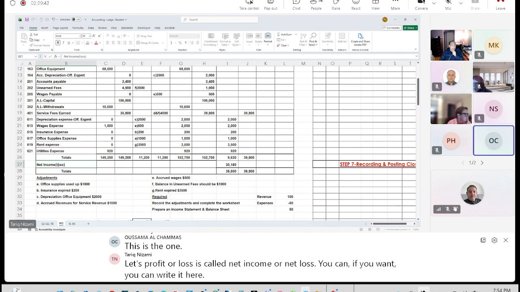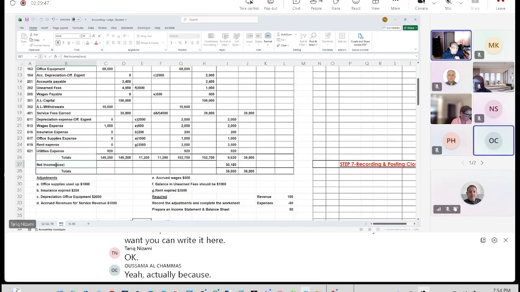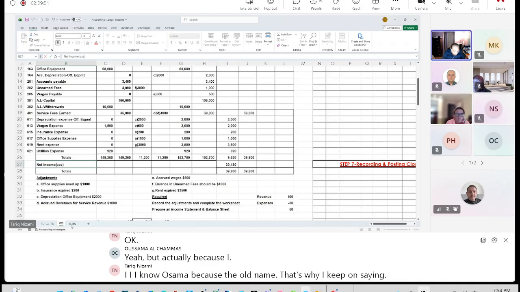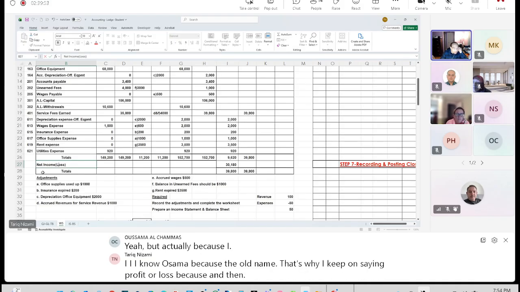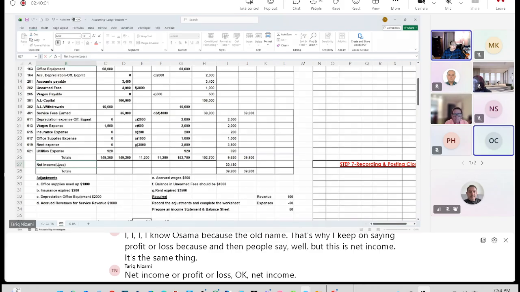P&L. Yeah, because I know, Osama, because of the old name, that's why I keep on saying profit or loss. And then people say, well, but this is net income. It's the same thing. Net income or profit or loss, okay? No, net income or net loss.